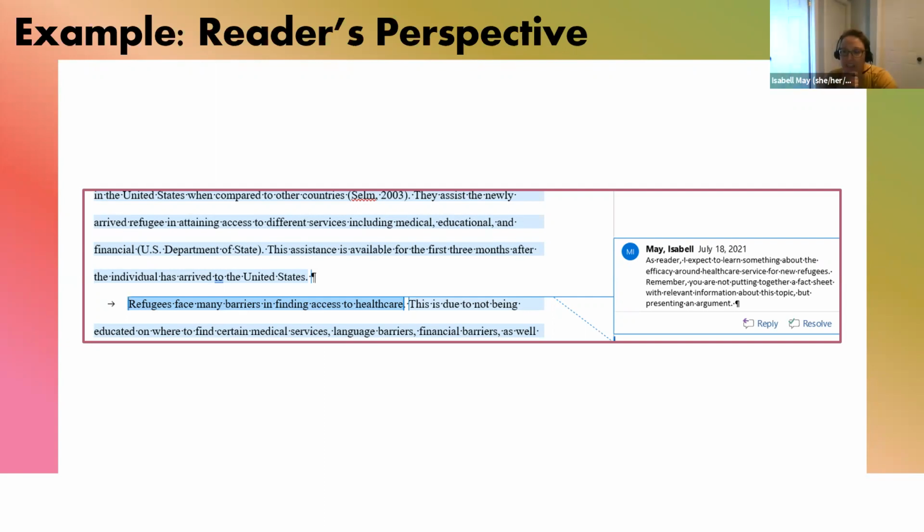Remember, you're not putting together a fact sheet. My biggest peeve is just facts, facts, facts. I'm like, what's the argument? They have to write an argumentative thesis statement here, but you're also presenting an argument around refugees and healthcare services. And the student wrote this as a draft. The student's final paper was right on with that. I gave a lot more feedback than this, just FYI, but that's just one example where I use that phrase, as a reader, like, hey, I'm expecting this.